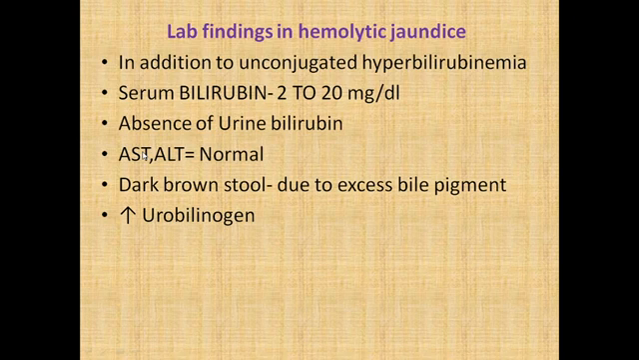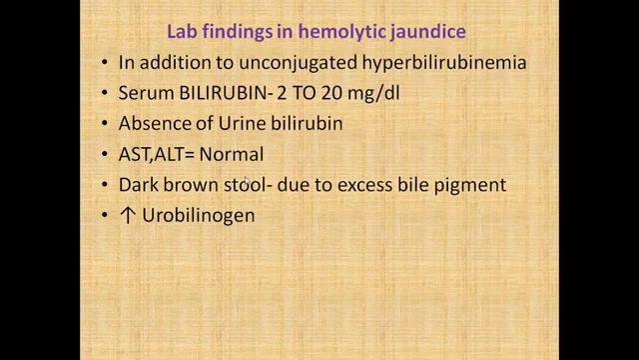No hepatocellular cause is there, so AST and ALT will be absolutely normal. And dark brown stool due to excess bile pigment is there, and increased urobilinogen content is there. Here you have to understand, urine bilirubin is absent because most of the component is unconjugated, but the liver works at its higher normal capacity. So conjugation is higher and the conversion of bile pigment into urobilinogen will be higher. So there is a normal rise in urobilinogen and excess bile pigment formation. So dark brown stool is there.